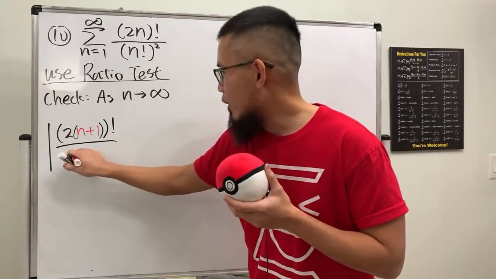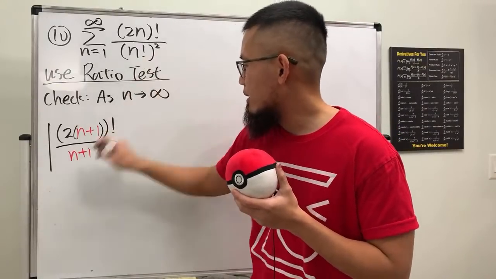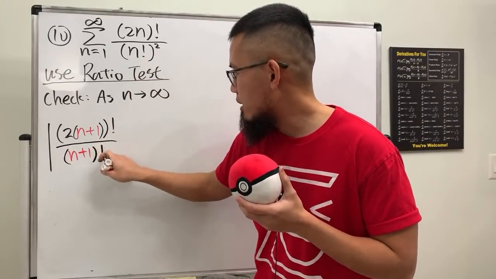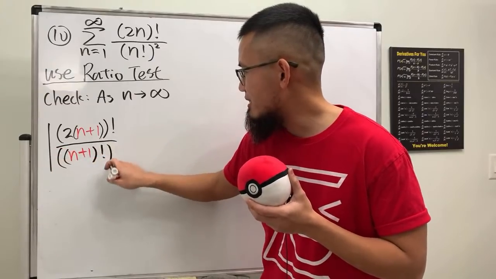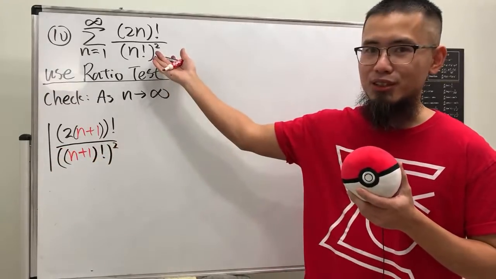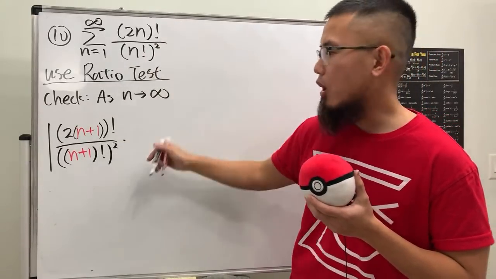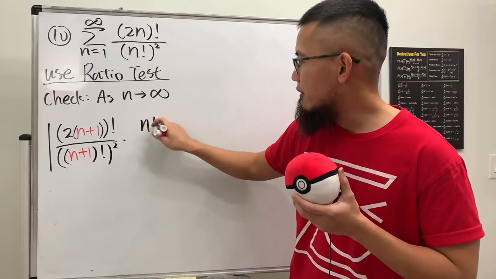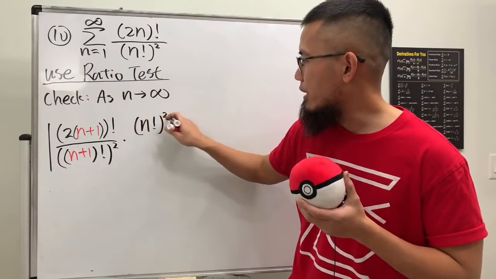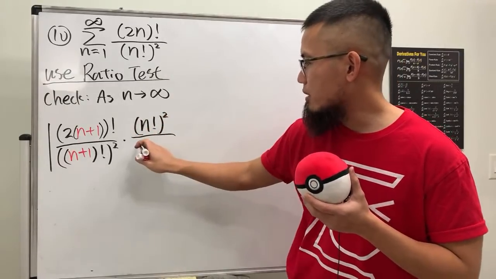Anyway, this right here is also n plus 1. And then factorial this guy. And then, oh my goodness, square this guy because it says so. Now we multiply by this reciprocal. Namely, we get n factorial and then we square that, over 2n factorial.